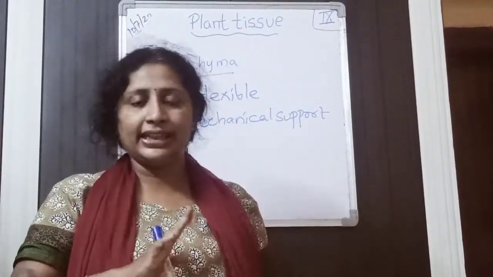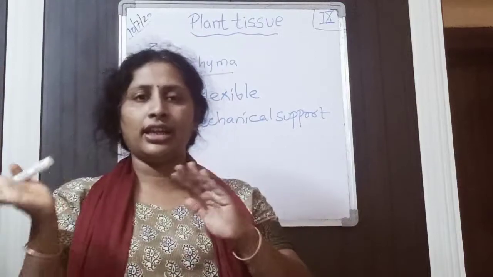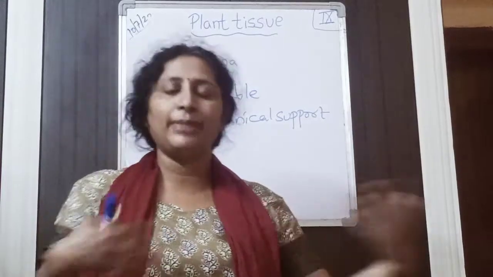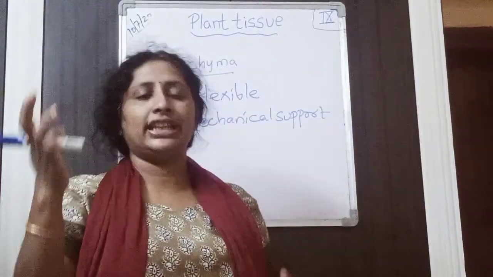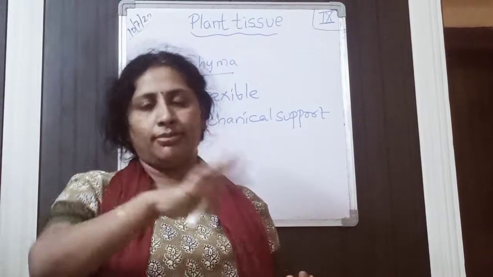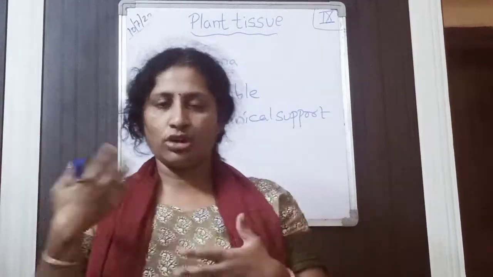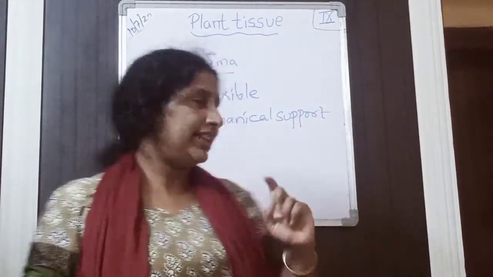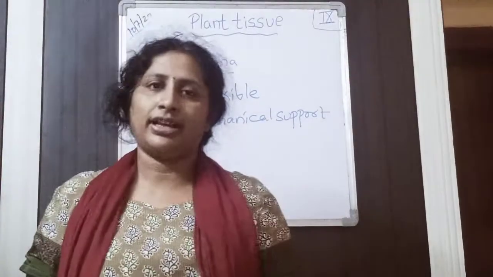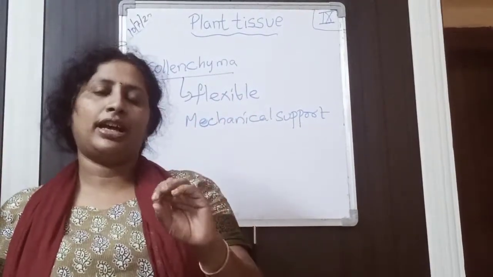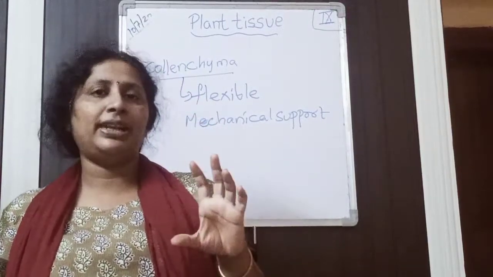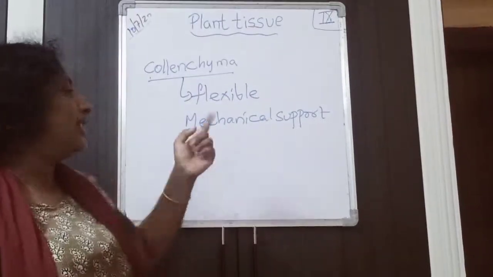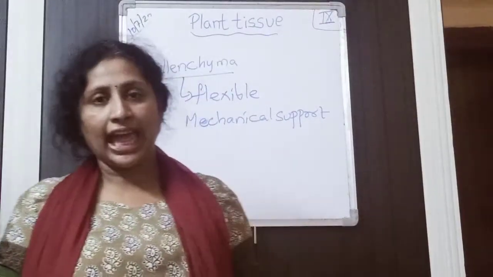Due to this flexibility, the plants are moving in many directions, but they are not coming out from the ground. They are withstanding the strong wind, and they are moving in any direction due to flexibility. This flexibility is given by which tissue? Collenchyma. Okay, due to the presence of collenchyma, the plants can get flexibility and they can withstand strong winds and rains. And this collenchyma is also giving the mechanical support.